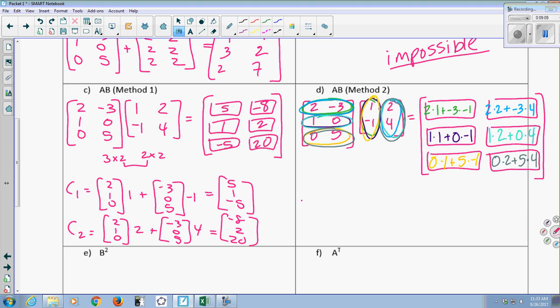And then just do out your calculations. So this comes out to 5, 1, -5. And that's -12 plus 4 is -8. 2, 20. So you can see you get the same answer both ways.